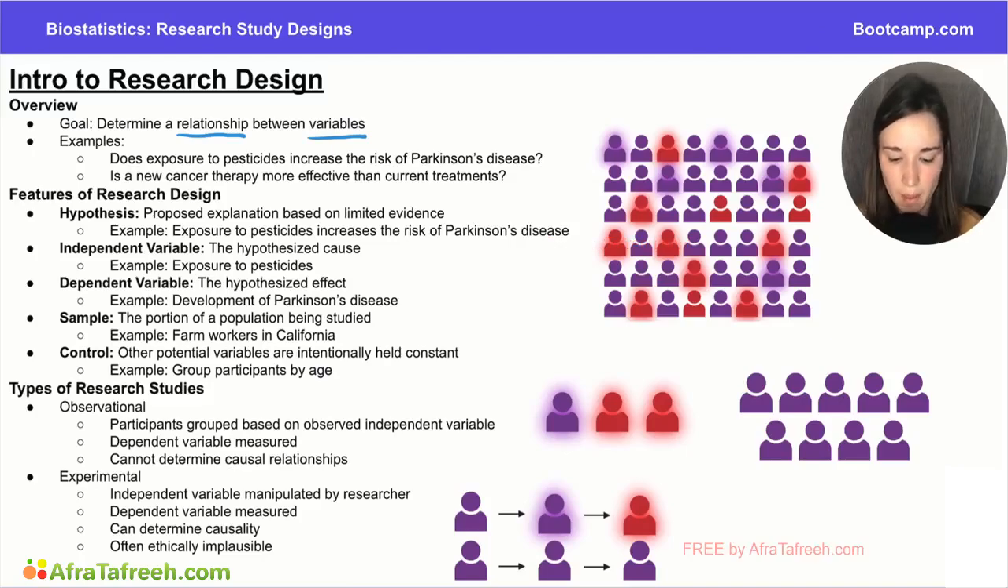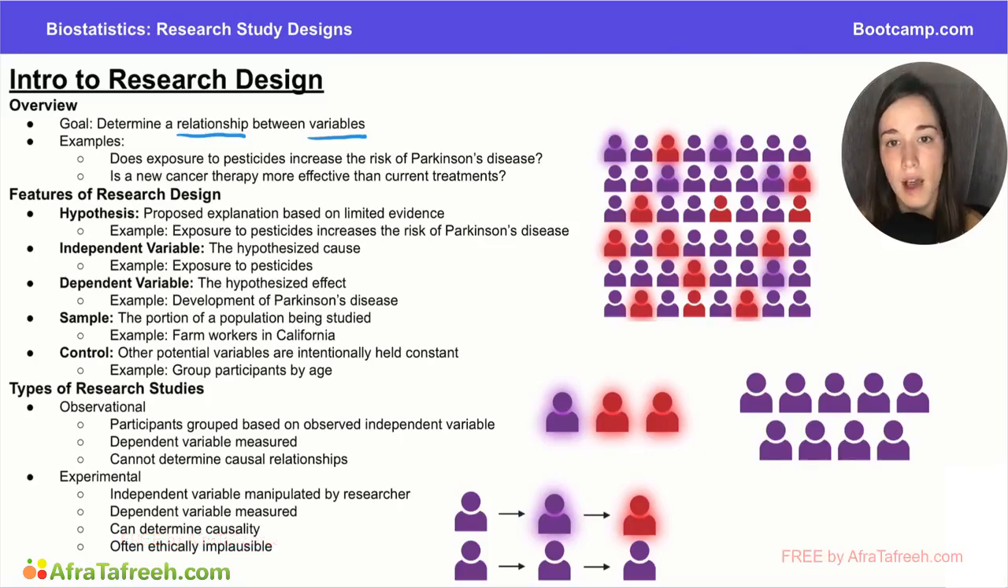So, for example, we might ask, does exposure to pesticides increase the risk of Parkinson's disease? If that's true, we would want to minimize that exposure. Another question we might be interested in is: is a new cancer therapy more effective than currently available treatments? In which case, we would want to make that therapy more widely available.